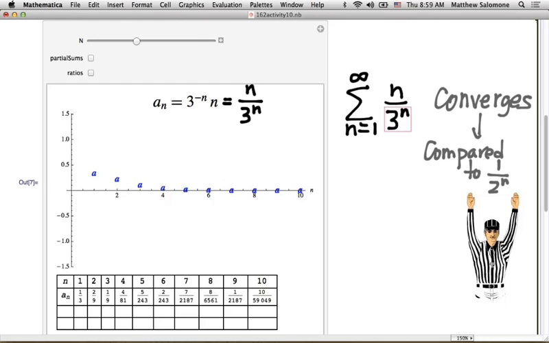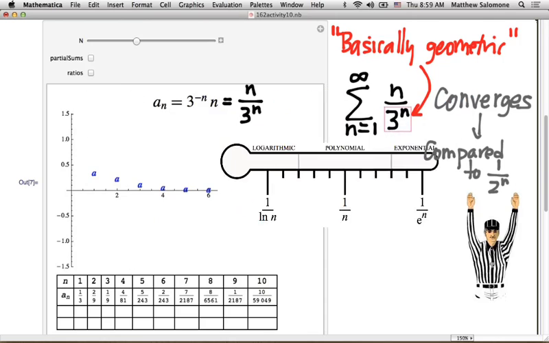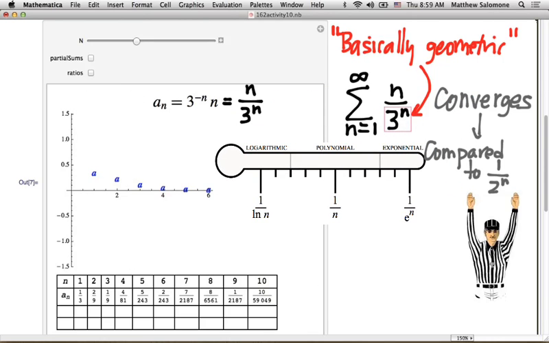In other words, our intuition about this series was that basically this series looks "geometric." I'll put that in quotes. It's basically geometric. Because in the grand scheme of things, this 3 to the n is of a much higher order than the n in the numerator. And so the end behavior of this sequence is going to be governed by that 3 to the n, which lives down here, and not by that n, which lives up here. So the 3 to the n is wearing the pants in this relationship. And so basically this looks like a geometric series. That's our hunch. That's our intuition.